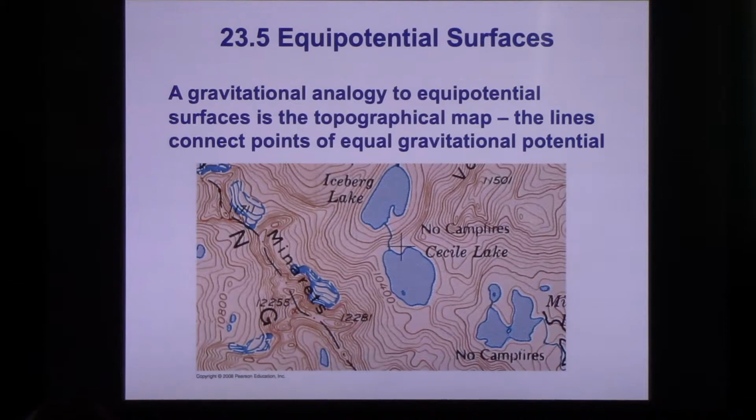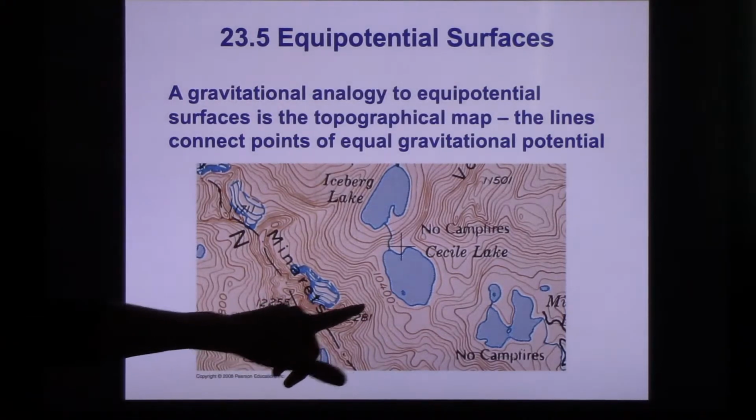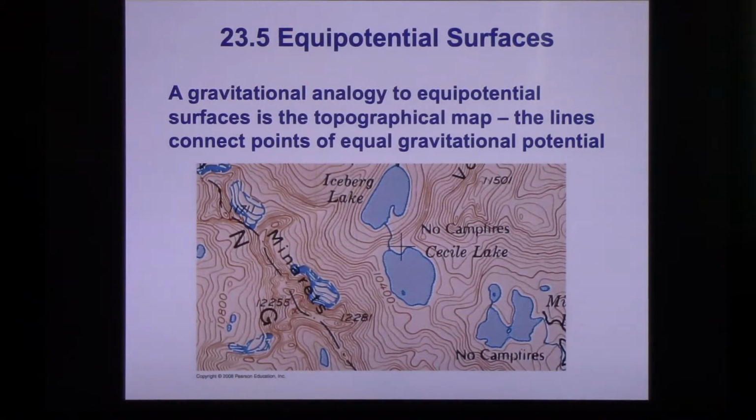Anyway, these are topographical lines showing elevation. That's kind of how equipotential surfaces work.